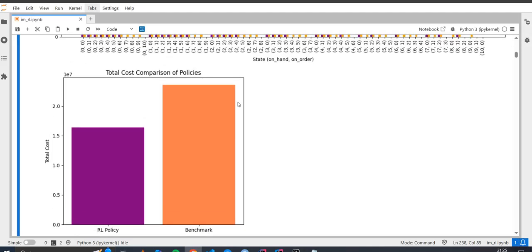Finally, the last graph sums it all up, a total cost comparison. Here the purple bar represents the RL policy and the orange bar represents the benchmark. The RL policy's total cost is significantly lower, you can see that. This is exactly what we wanted to see. It confirms that reinforcement learning is not just an interesting experiment, it actually delivers better performance than a traditional approach. You can see the values here.